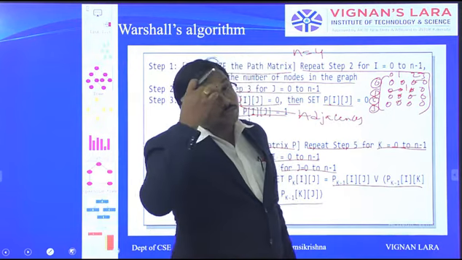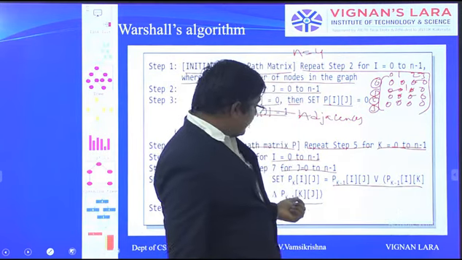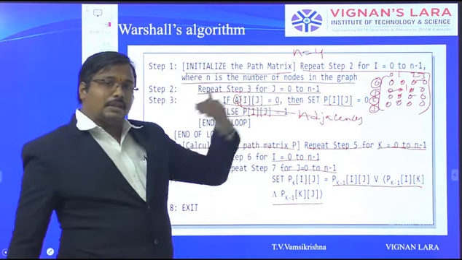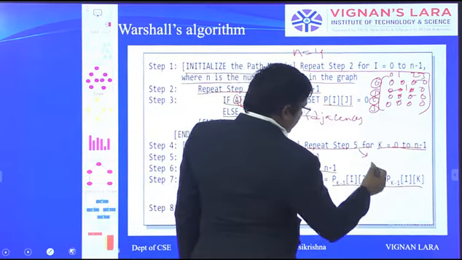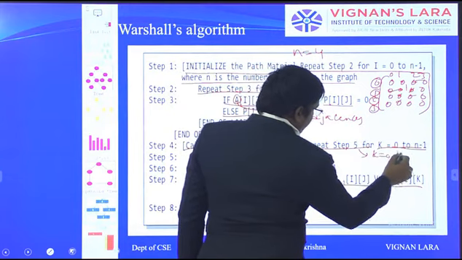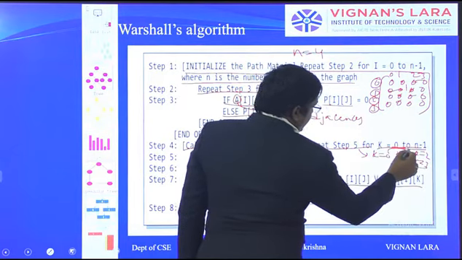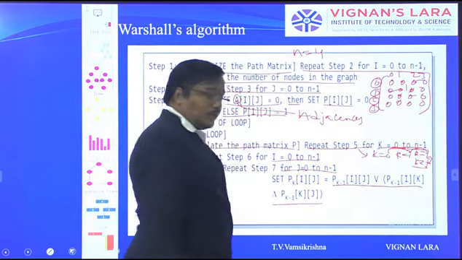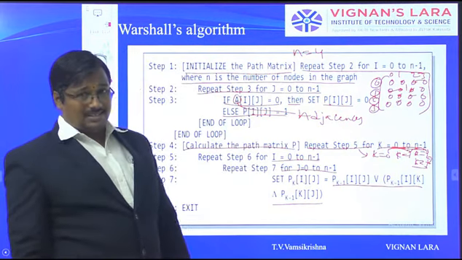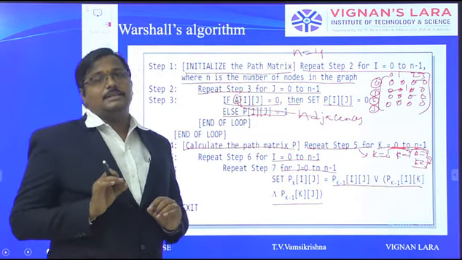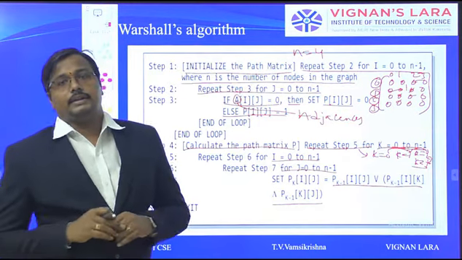What is the ith jth value? Logical OR of P k minus 1 of ik and logical AND of P k minus 1 of kj. So this step is iterated for all the iterations. Means k is equal to 0 gives a matrix, 1 gives a matrix, 2 gives a matrix, finally 3. 0 is updated into 1, 1 is updated into 2, 2 is updated into 3. So the final resultant path matrix, you get outside of this loop. That is the Warshall's algorithm output. Means by considering direct paths and indirect paths also, we are getting a path matrix.